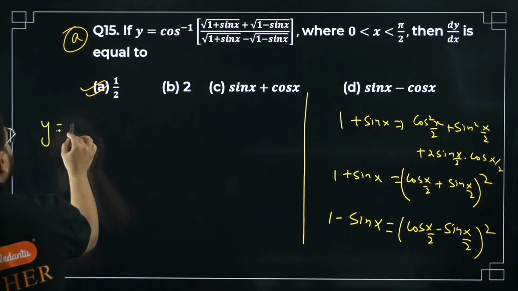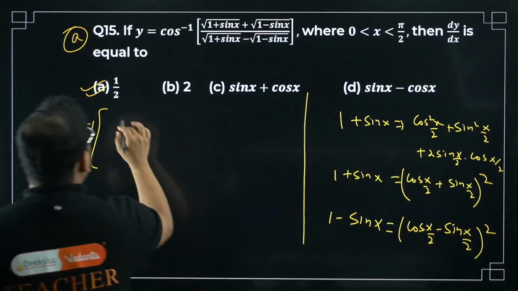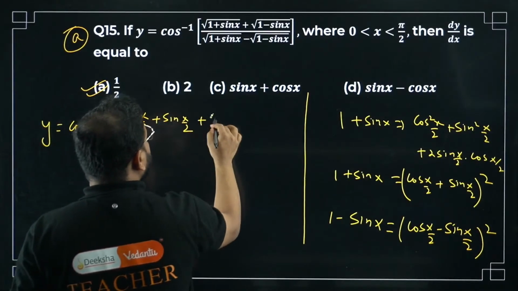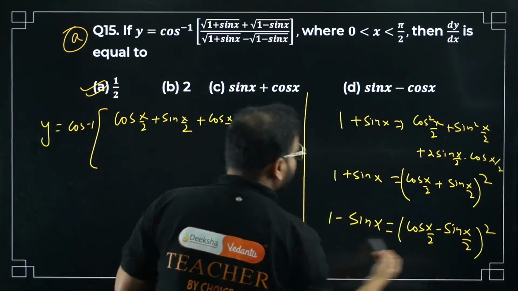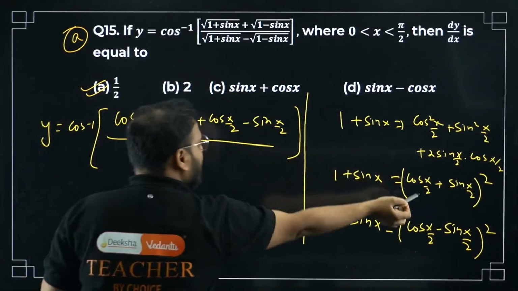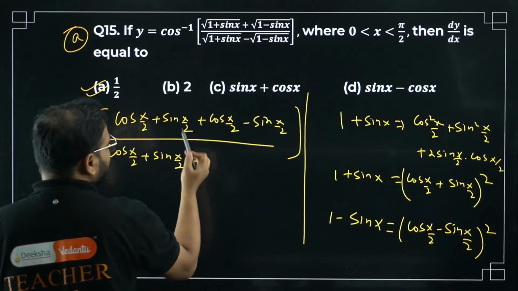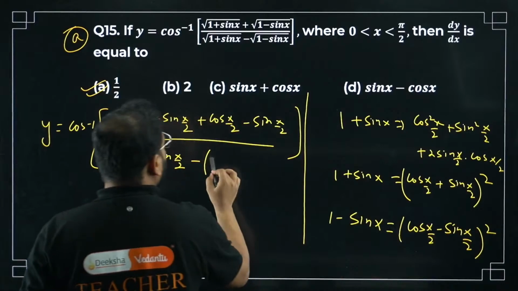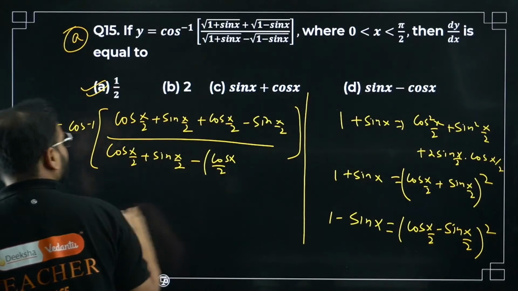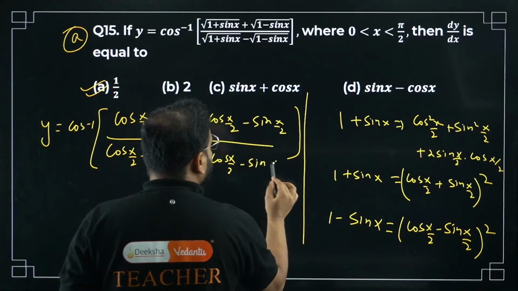Okay, chaliye. Let's take from this side y equals cos inverse. You'll have this plus sign, so we'll have to use this part: cos x by 2 plus sin x by 2 plus cos x by 2 for this part, negative part here, minus sin x by 2, divided by, this will again be cos x by 2 plus sin x by 2, minus sign is there, so we'll keep a bracket. One second, I made a mistake. It is not divided by the whole thing, only for the angle, right? Yes, minus sin x by 2.